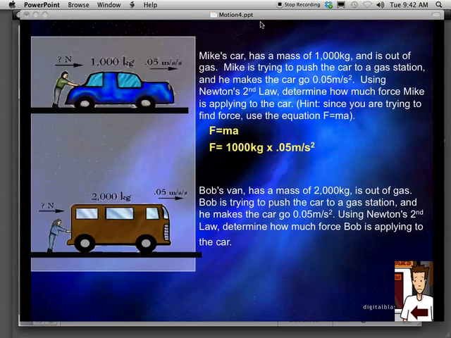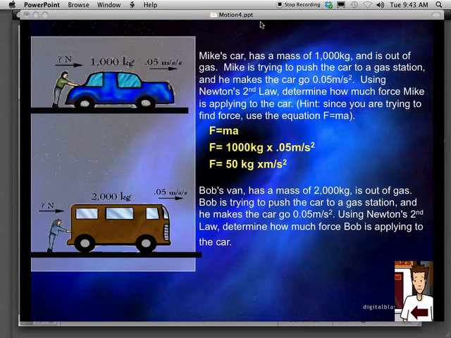Who has an answer? Dan? 50. Okay. What do we get for a unit here? This is a challenge. Habib? 50 kilograms per meter per second. Close, but not quite. You said per, which means divide. Ryan? 50 kilograms per second. No. 50 kilograms meters per second squared. Yes.